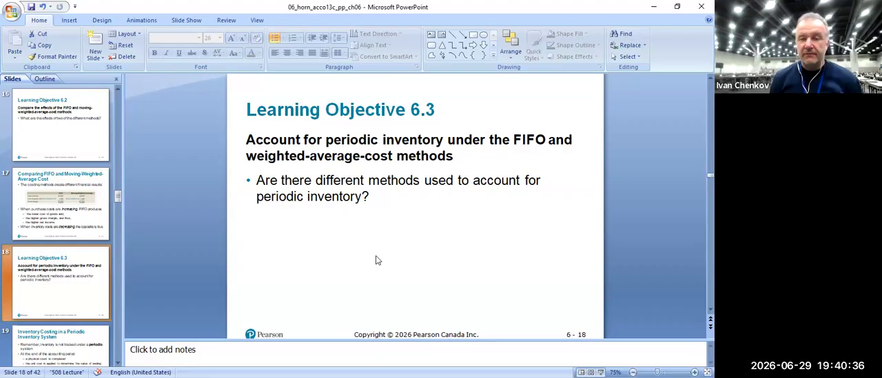So, account for the periodic inventory. That was perpetual. Now let's see the periodic. Periodic is way easier. And the other thing is, on perpetual, it's already done by the software. You don't have to do it.